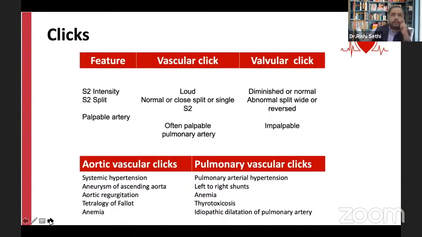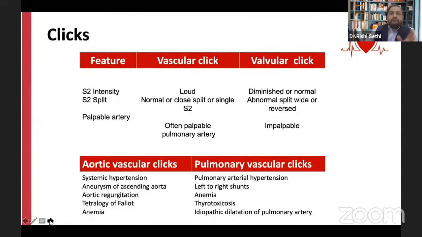Now, when we come to clicks, there are two questions we have to ask ourselves: whether the click is a high-pitched sound produced in systole. It can be produced at the level of the semilunar valves, or it can be produced at the level of the great arteries. So the first question is whether it's a vascular click produced in the great arteries, or a valvular click produced at the level of the semilunar valves. And the second question is whether it's a right-sided click or a left-sided click. So in terms of valvular clicks, you have to ask yourself whether it's a pulmonary click or an aortic click.